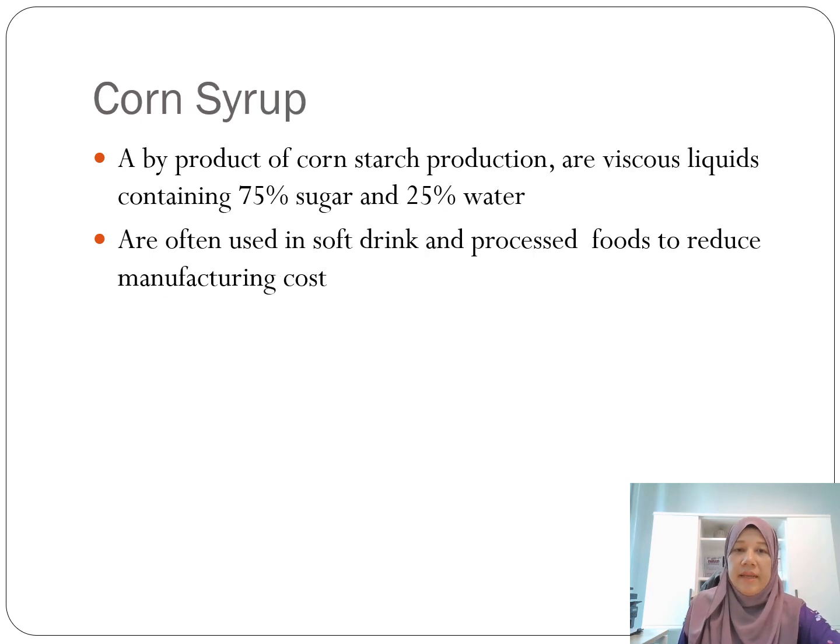So next we look at the corn syrup. Corn syrup is actually a byproduct from the cornstarch production. It is a liquid form. It contains 75% of sugar and also 25% of water. Normally manufacturers use the corn syrup in soft drinks and also processed food. Why do they use the corn syrup? In order to reduce the manufacturing costs.